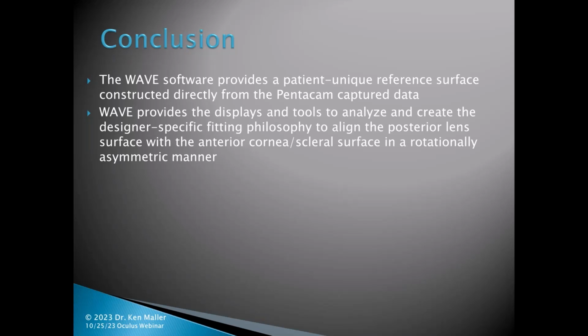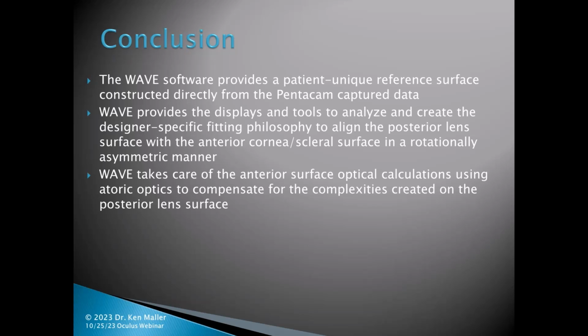Wave provides you displays and tools so that you can analyze and really apply your designer-specific fitting philosophy to align the posterior lens surface any way you see is appropriate with the anterior cornea-scleral surface in a rotationally asymmetric manner. And then Wave takes care of the complex anterior surface optical calculations by creating something called a toric optics to compensate for what you just did to the back surface of the lens design, so that it will fit the eye properly.